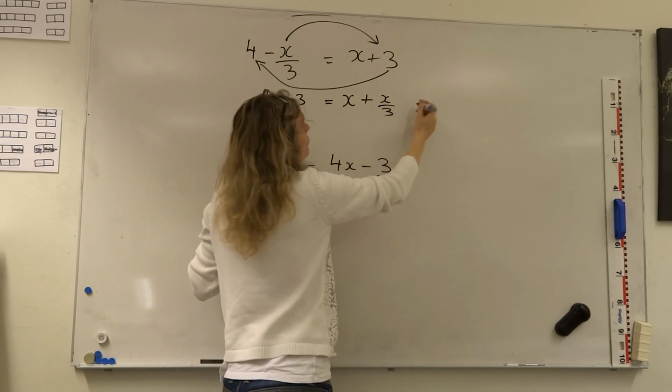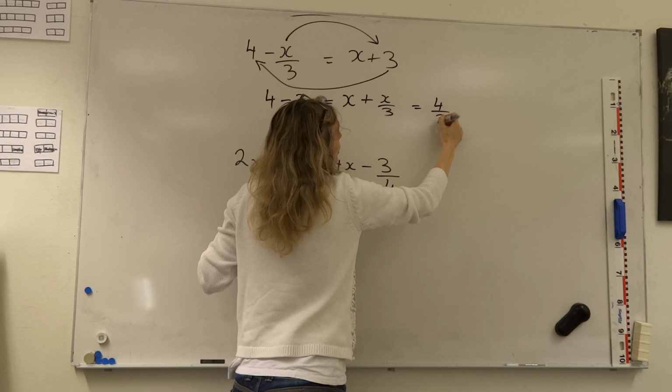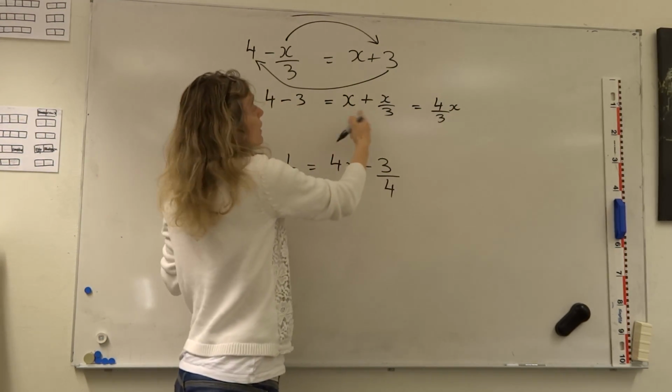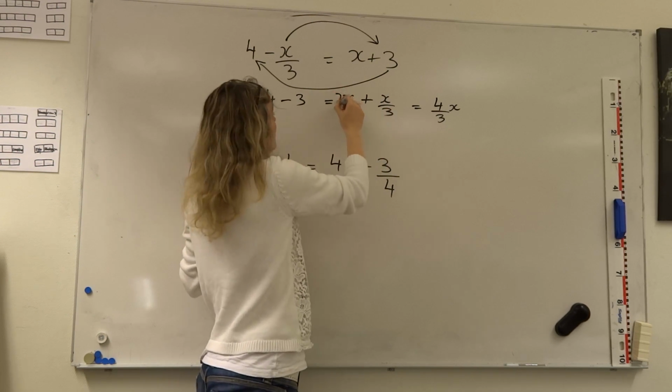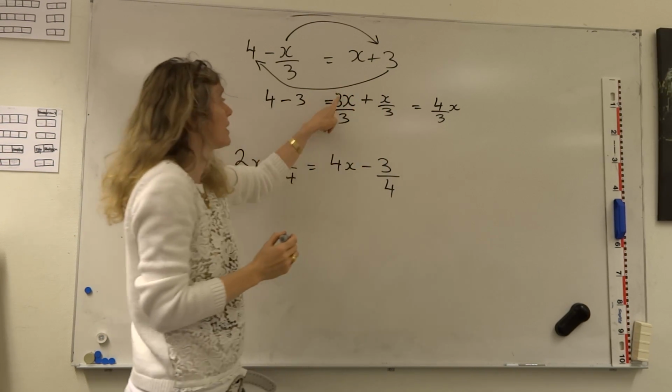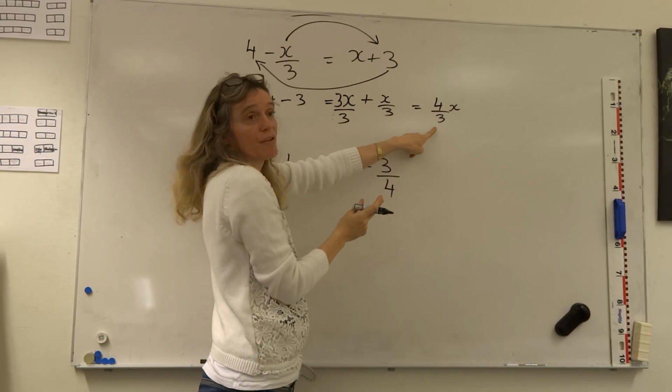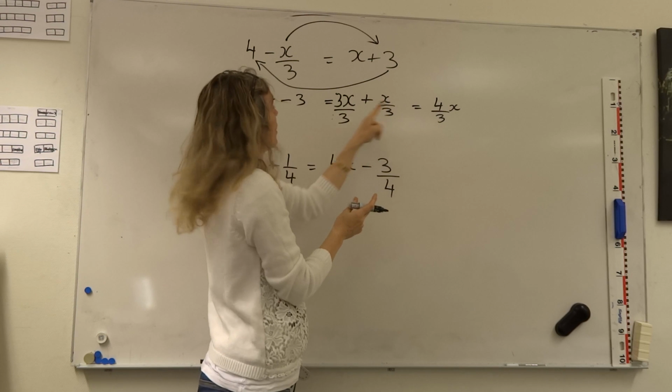x plus x over 3, that's the same as 4/3 of x. This is the same as 3/3 of x. We can't do anything with fractions if we don't have them in the same form. x can be written as 3/3 x. 3/3 of x plus a third of x will give us 4/3 of x.